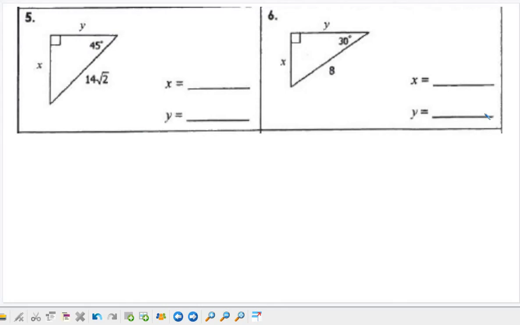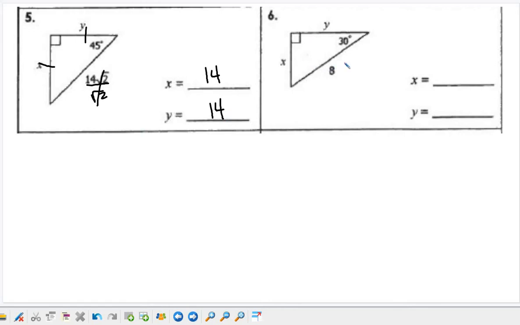So number 5, another 45-45-90. So we have the same thing. The hypotenuse is the leg times the square root of 2. So this one doesn't take quite as much effort. If you divide this by the square root of 2, well, what happens to the square root of 2? Goes away. So my two legs must be 14 and 14.